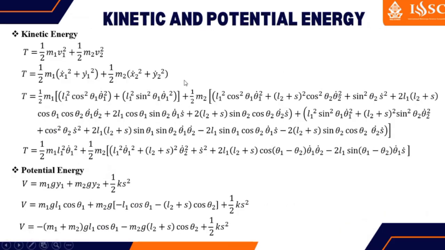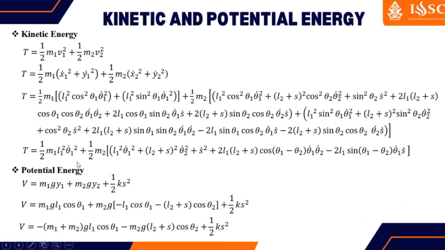Next, we determine the kinetic and potential energy. We know that kinetic energy is defined as half m v squared. The kinetic energy of the system consists of the velocity of both masses, where velocity squared is x dot square plus y dot square. We substitute x dot square and y dot square for both mass 1 and mass 2 to obtain the expression. After simplification, we derive an equation for the total kinetic energy.